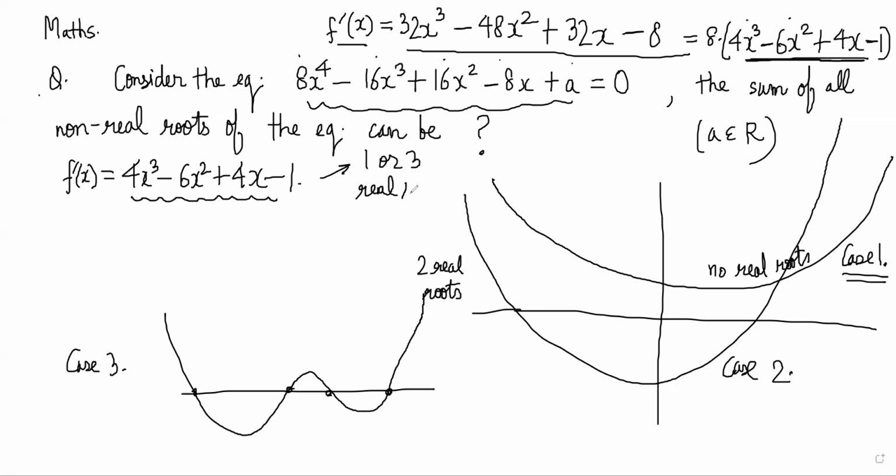If it has one real root, it's a constantly increasing f dash x. That means f dash x has one real root. What it means is there is one point of maxima or minima for f of x. That would be case 2.